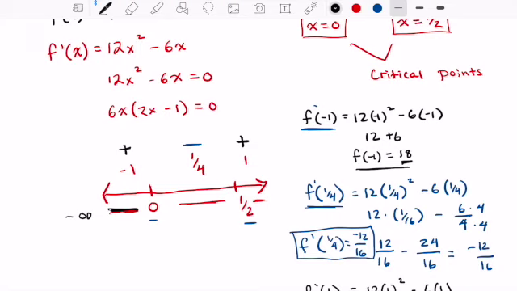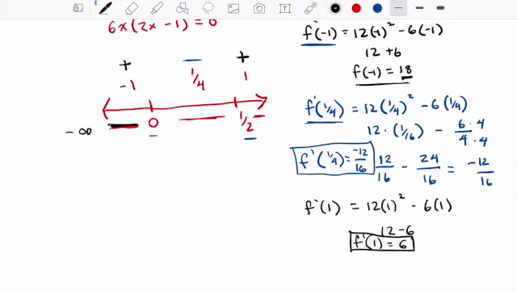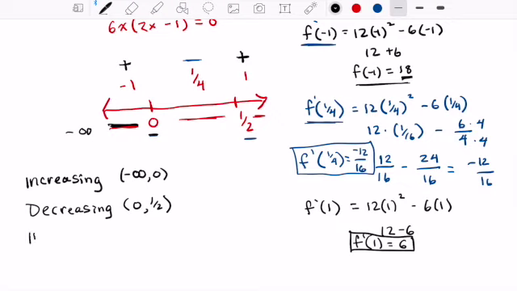So that tells us quite a few things. It tells me that my function is increasing from -infinity to 0. We are decreasing from 0 to 1/2, and then we are increasing from 1/2 to positive infinity. So that's one thing that's really helpful.